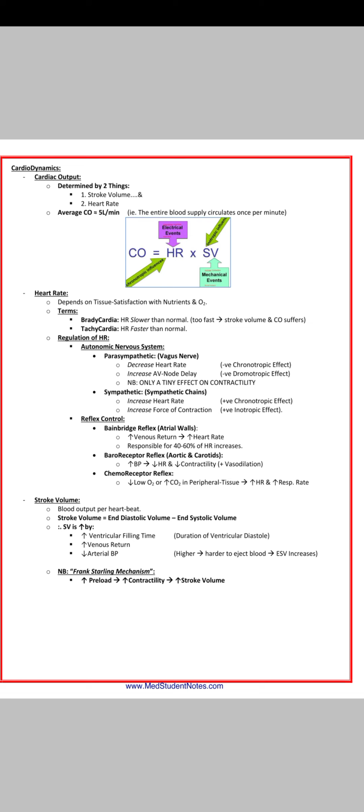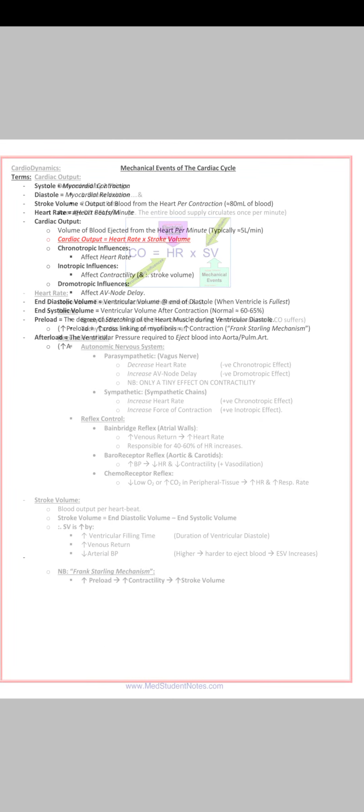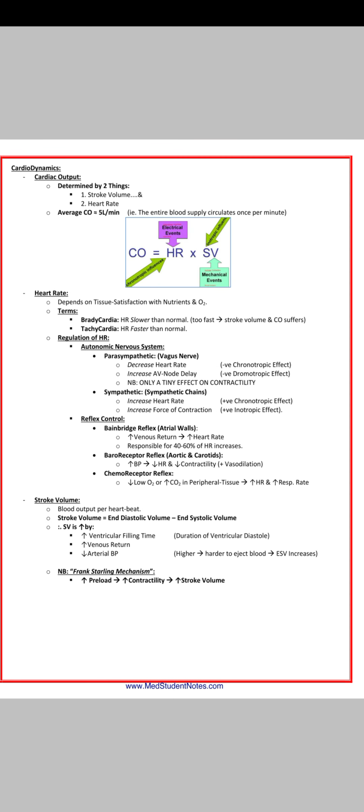What is cardiac output? The volume of blood released per minute. Cardiac output is the volume of blood ejected from the heart per minute, which is typically 5 liters per minute. Five liters of blood is released per minute. That is the normal cardiac output.